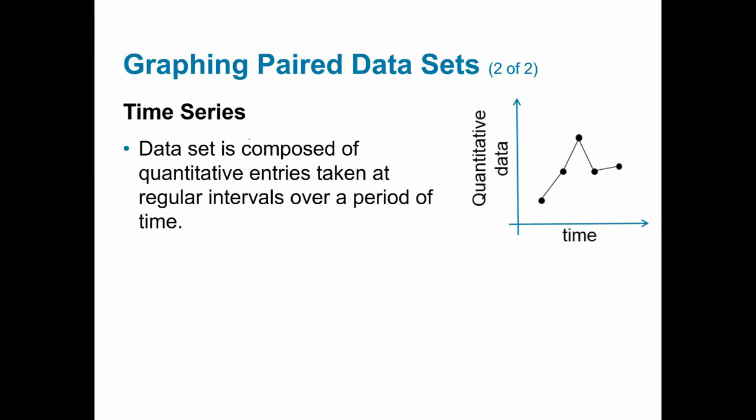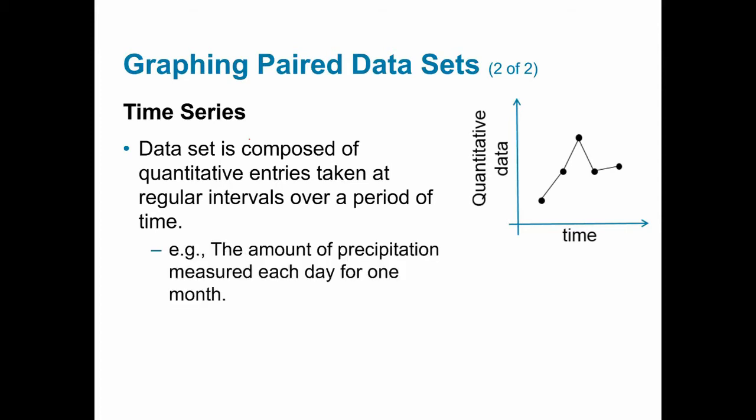Classic place to see a time series graph, think stock market. So stock prices over time. You usually have the stock price over here on your vertical axis, and then time, so each day, for example, the average stock price, and it's going to look something like that. So that's a time series graph. Another example, the amount of precipitation measured each day for 1 month.